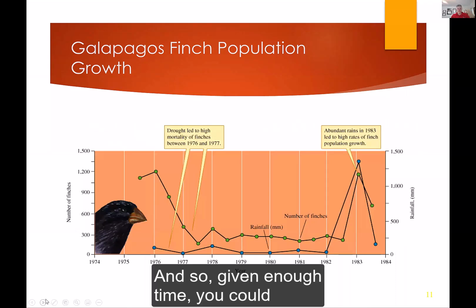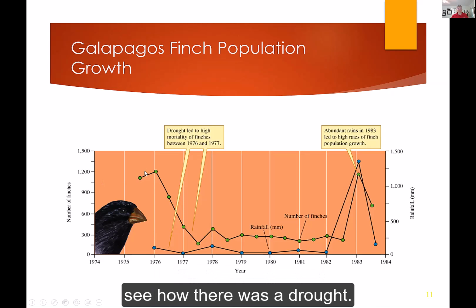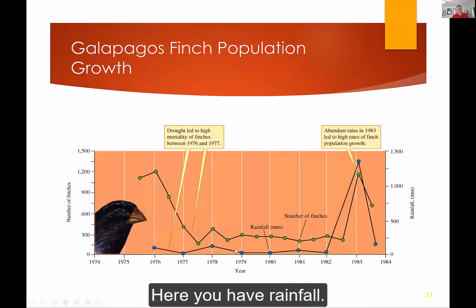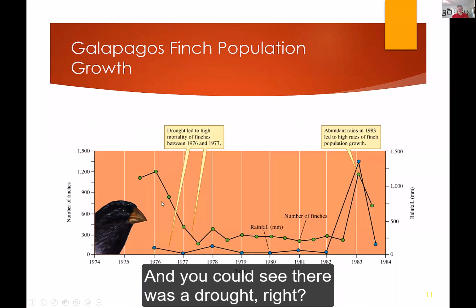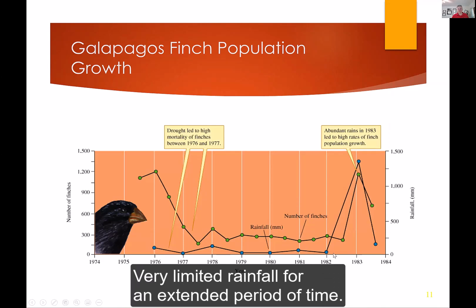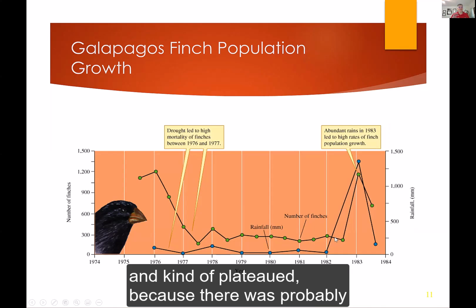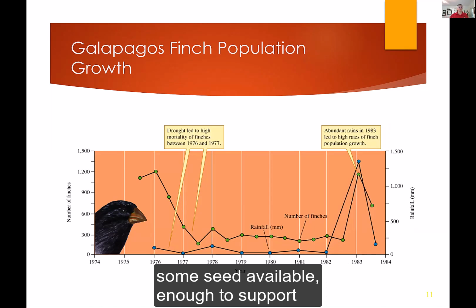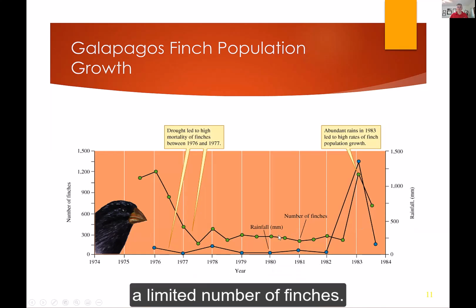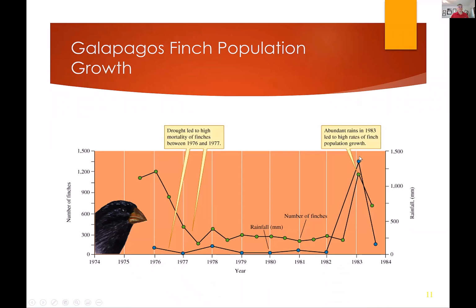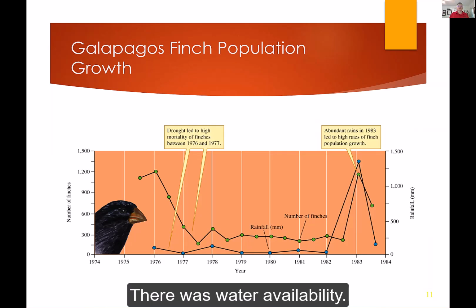And so given enough time, you could see how there was a drought. So this is the number of finches here with this green line. Here you have rainfall. And you can see there was a drought, right? Very limited rainfall for an extended period of time. And you can see how that finch population just plummeted, kind of plateaued, right? Because there was probably some seed available, right? Enough to support a limited number of finches. But look what happened as soon as the rainfall came back, right? There was water availability.